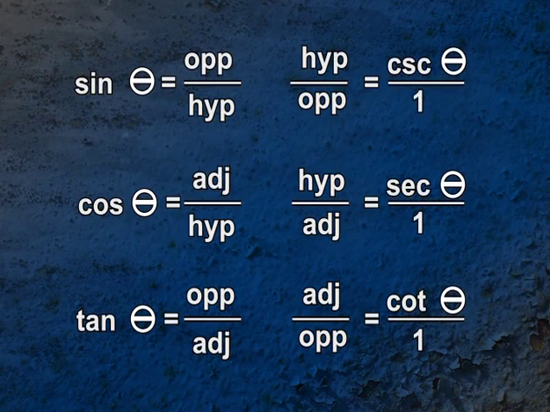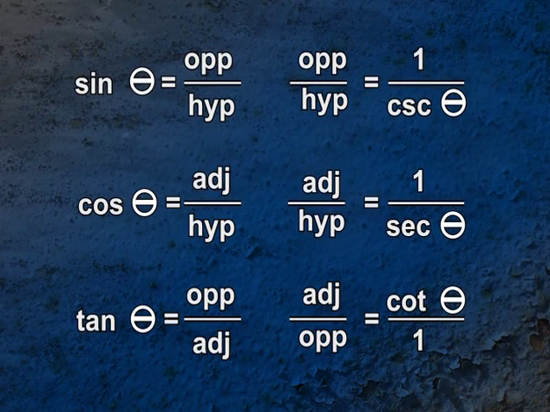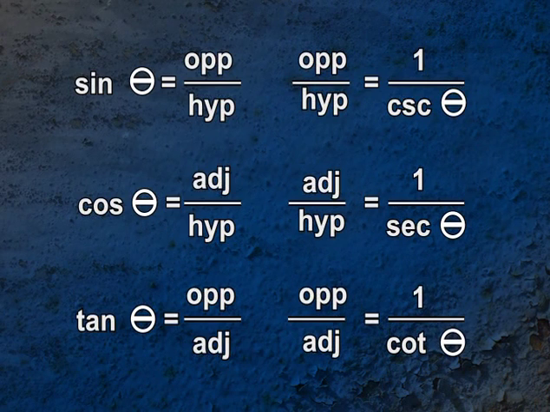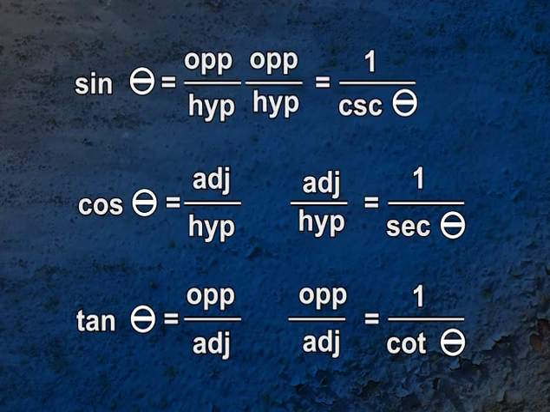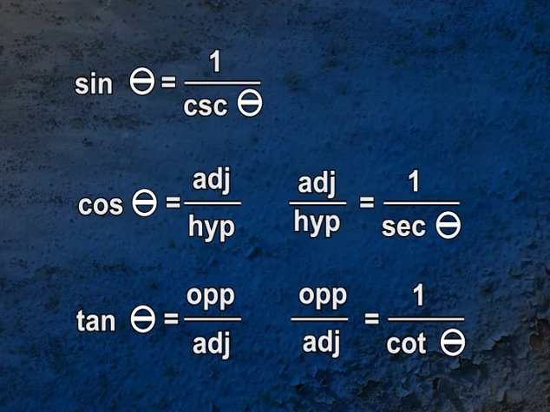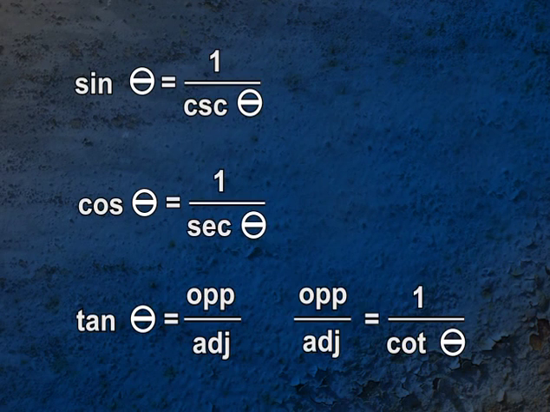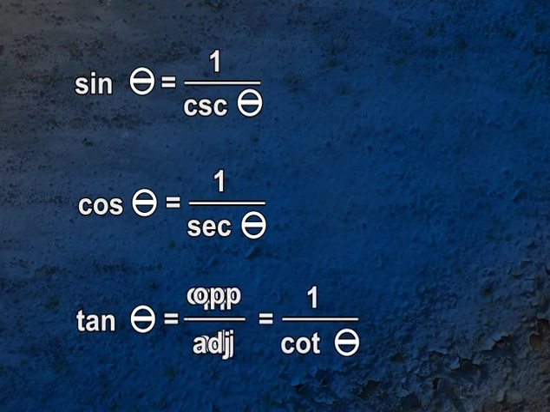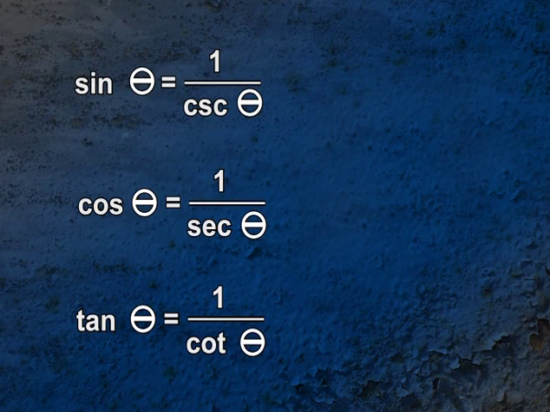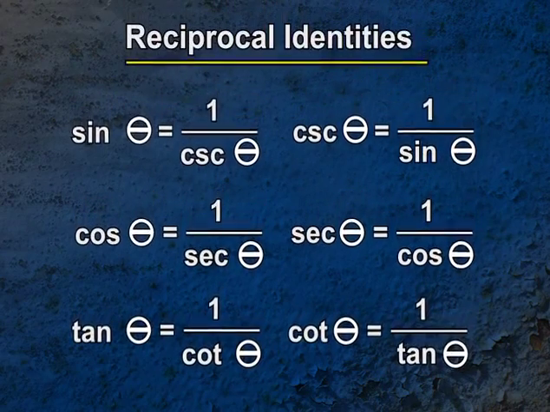Before we do, we'll take the items on the right and write them over one. Writing the reciprocals of each of these allows us to see a relationship left and right. Notice that sine theta is opposite over hypotenuse, and opposite over hypotenuse is also 1 over cosecant theta. In a similar way, cosine theta is equal to 1 over secant theta, and tangent theta is equal to 1 over cotangent theta. In a similar way, cosecant theta is 1 over sine theta, secant theta 1 over cosine theta, and cotangent theta 1 over tangent theta. These are called the reciprocal identities.